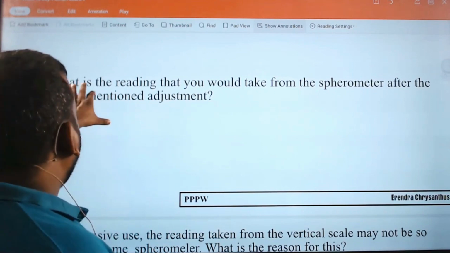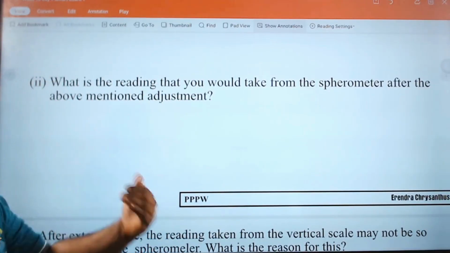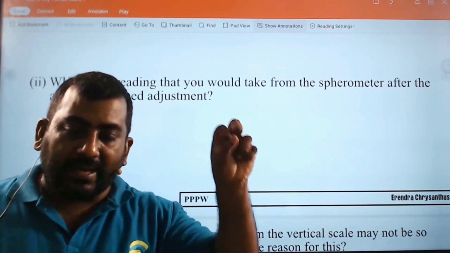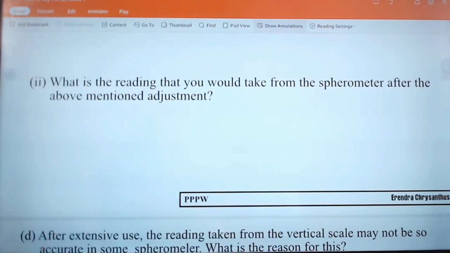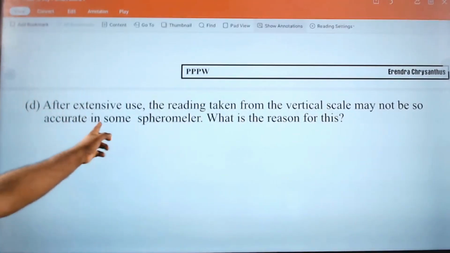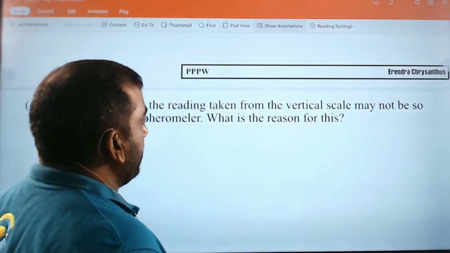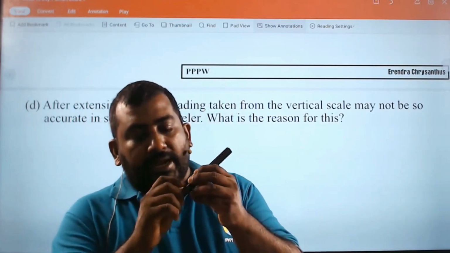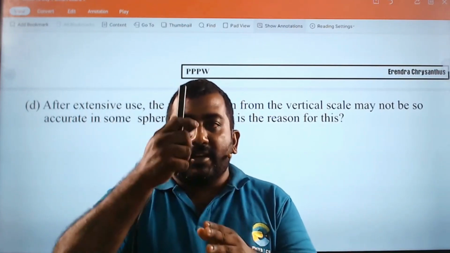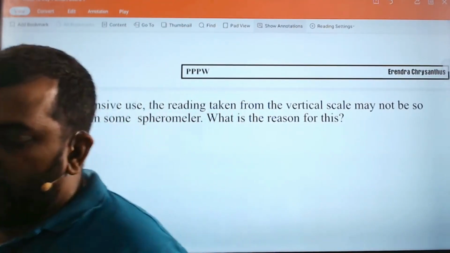Right. What is the reading that you would take from the spherometer after the above mentioned adjustment? You will take the linear scale or pitch scale reading and the circular scale reading. Right. After extensive use, the reading taken from the vertical scale may not be accurate in some spherometers. What's the reason for this? Now the threads of the screw would have worn out. So the screw will easily move up and down. Right there. The threads of the screw are worn out.